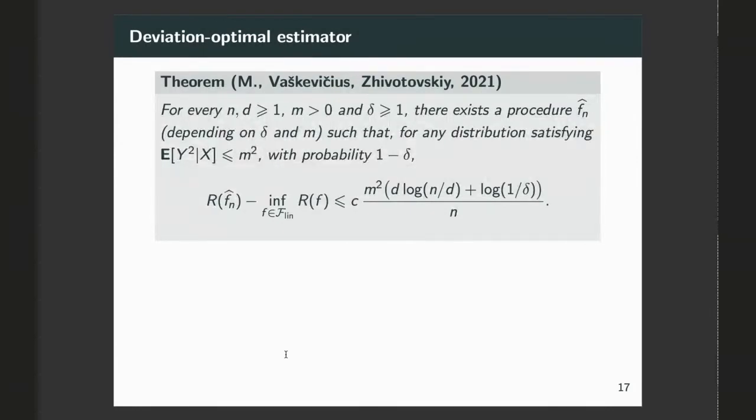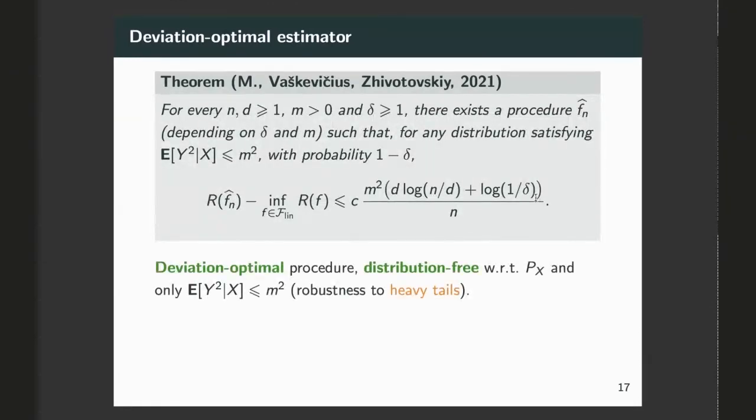So this is our main positive contribution, our main positive result: for every n and delta, there exists an estimator, a procedure f hat n, which depends on both delta, the confidence parameter, and m, such that for every distribution, without any assumption on x, and under only one assumption, the conditional second moment bound, we have the bound we hope: m squared (d plus 1) log(1 over delta) over n. So this is what we wanted in the beginning.